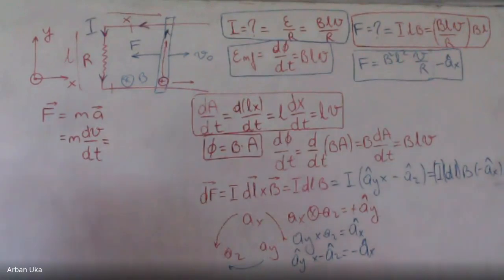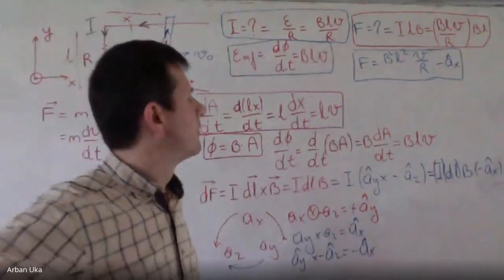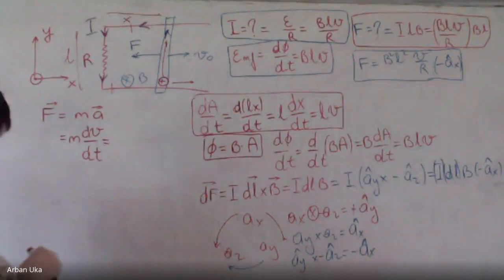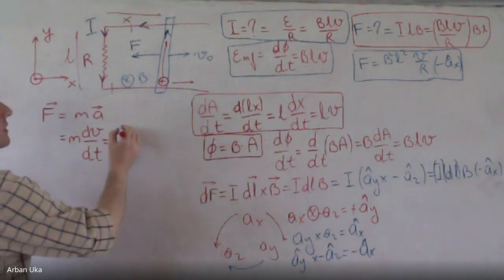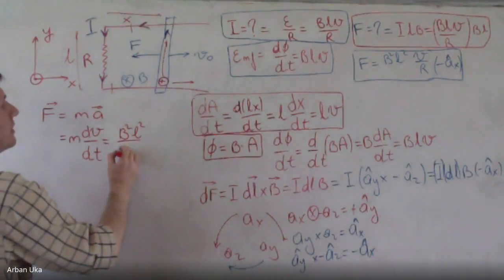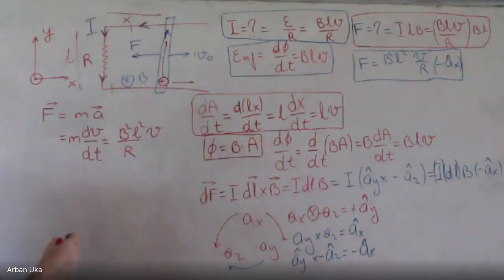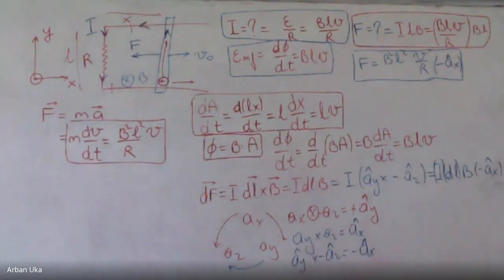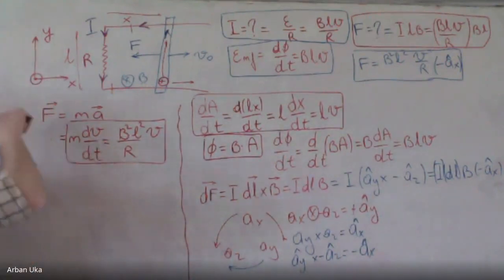The force is equal to B squared L squared velocity over R. Okay? So this is Newton's second law. Mass times acceleration is equal to this force. Okay? And we need to solve this differential equation.